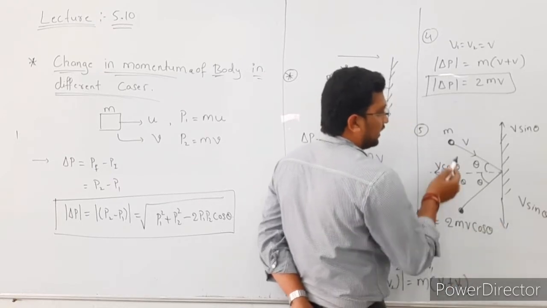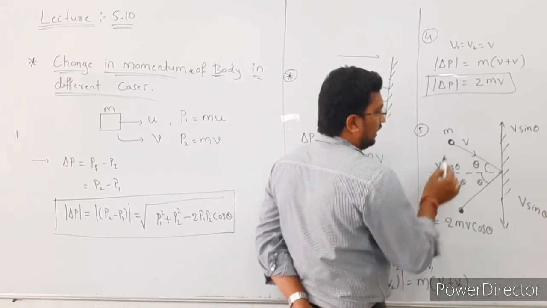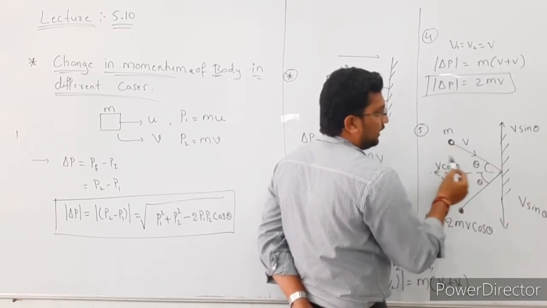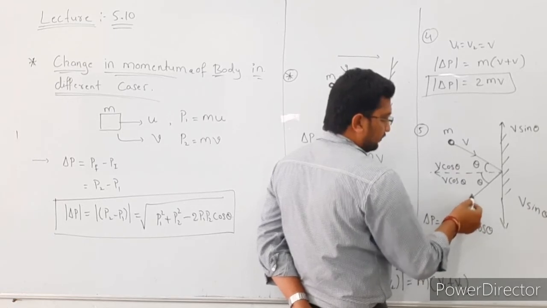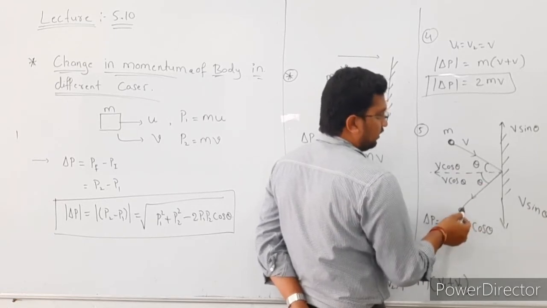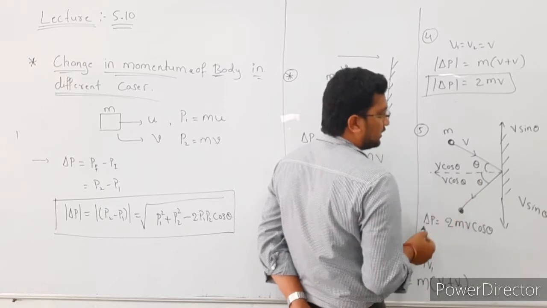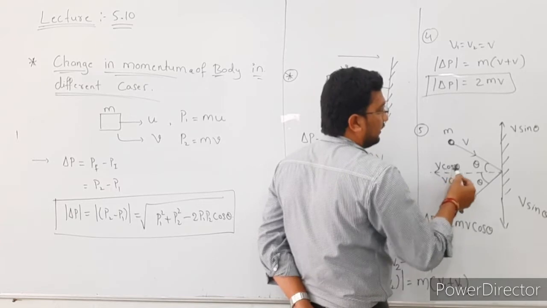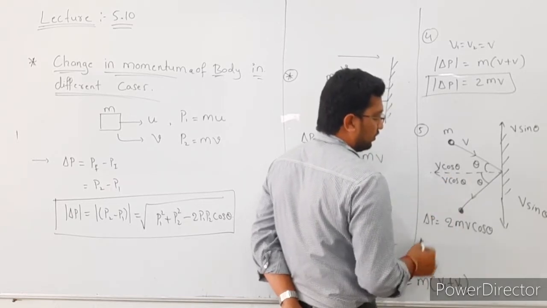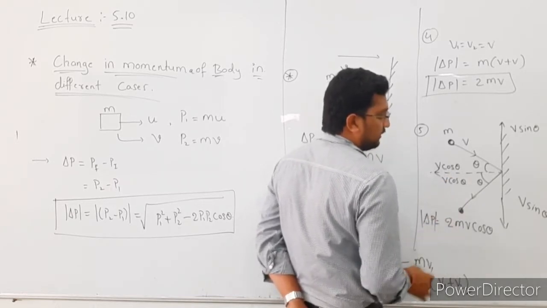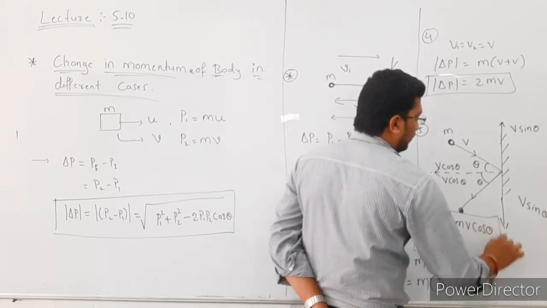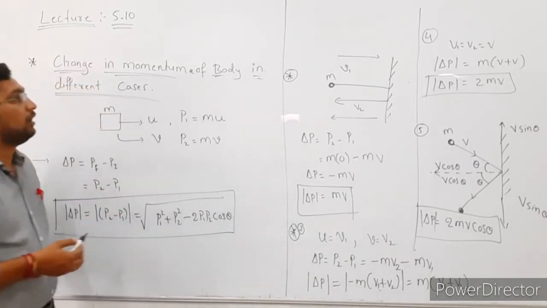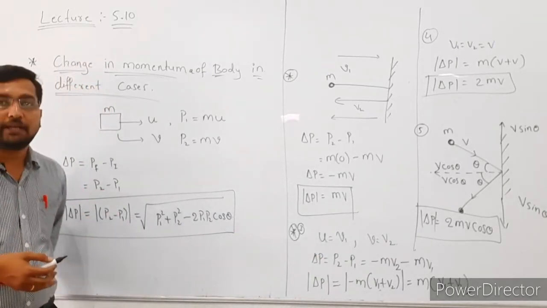Change in momentum: the momentum is the product of mass into velocity. Here the horizontal component of velocity is v cos theta, then the momentum becomes mv cos theta, and the momentum of that body along the horizontal direction is also mv cos theta. mv cos theta plus mv cos theta is equal to the magnitude of change in momentum, that is 2 into m into v cos theta. So these are the changes in momentum of the body in the different cases.